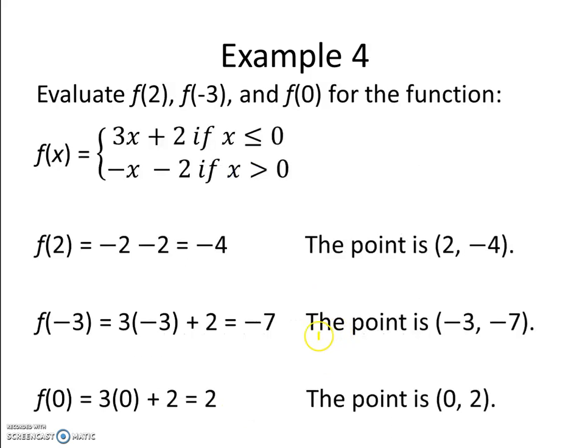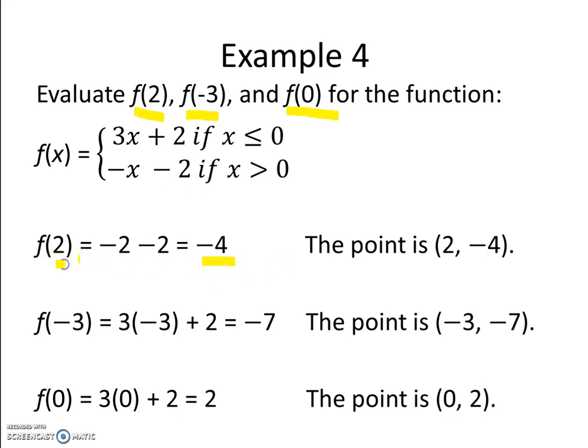Going on to example 4, they're wanting us to evaluate at different values, f at 2, f at -3, and f at 0. This function is a piecewise function, and we call it that because it's restricted by the x values. X is less than or equal to 0, we use this equation. If x is greater than 0, we use this equation. So evaluating f at 2, we have to think about 2 is greater than 0, so we're going to use this equation. Plugging it in, we get a -2 minus 2, and we find that y is a -4.